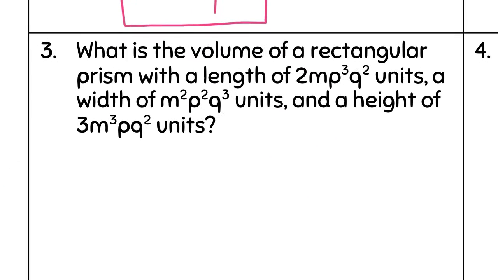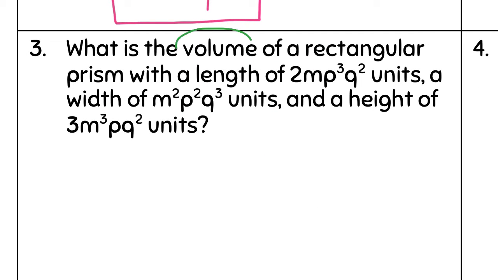This time it says, what is the volume of a rectangular prism with a length of 2mp to the third q to the second units, a width of m squared p squared q to the third units, and a height of 3m to the third pq to the second units.